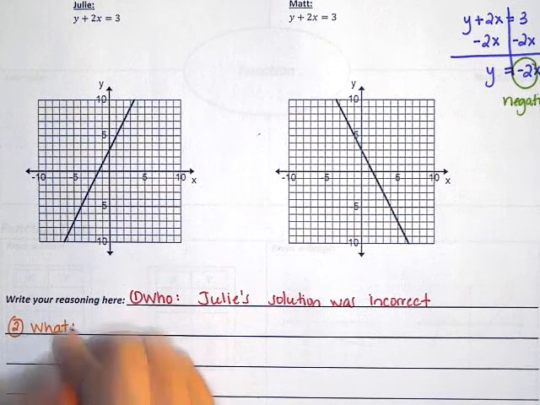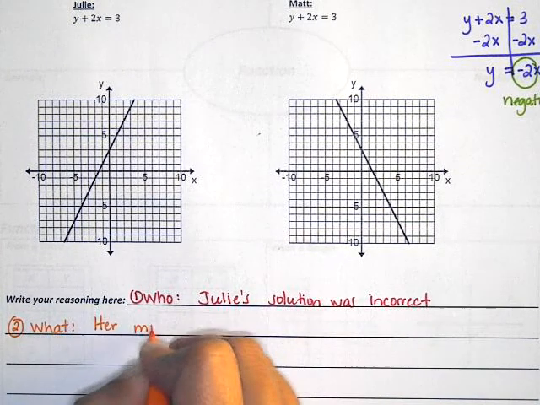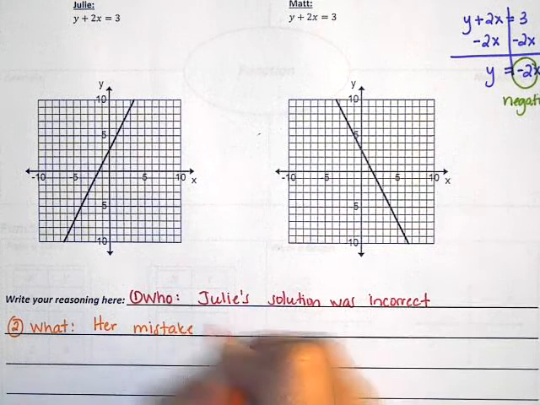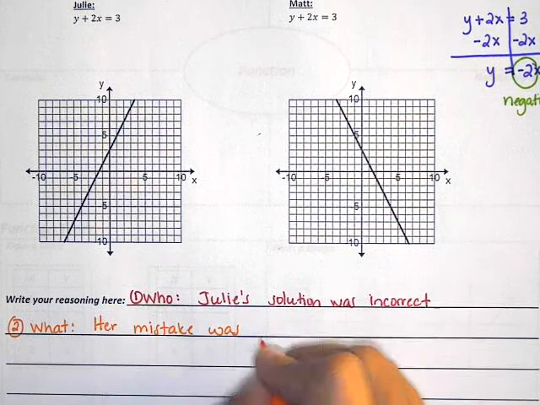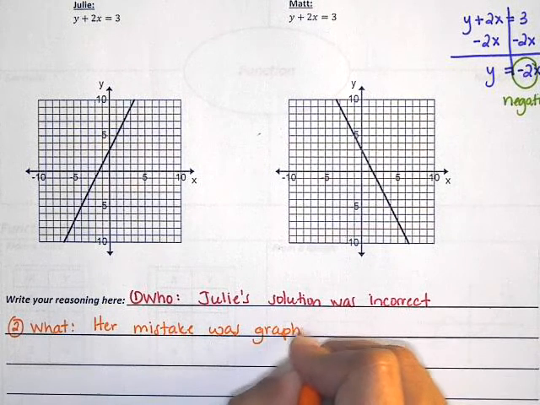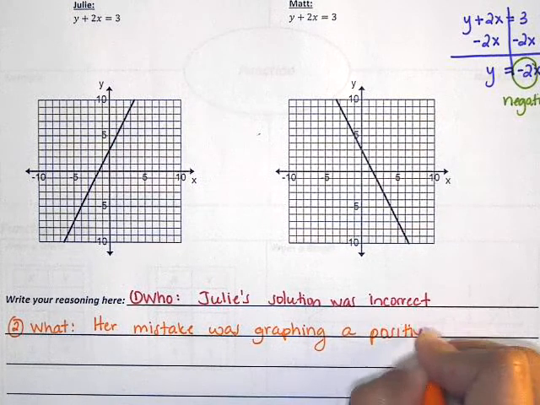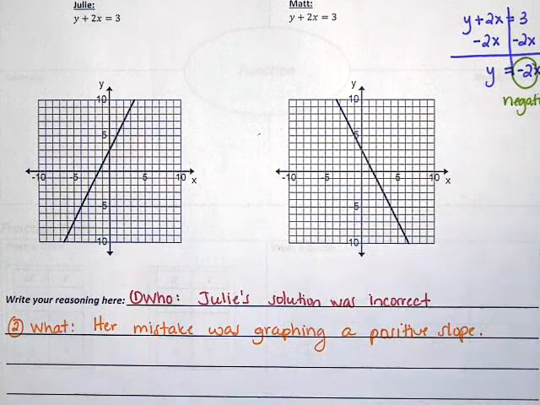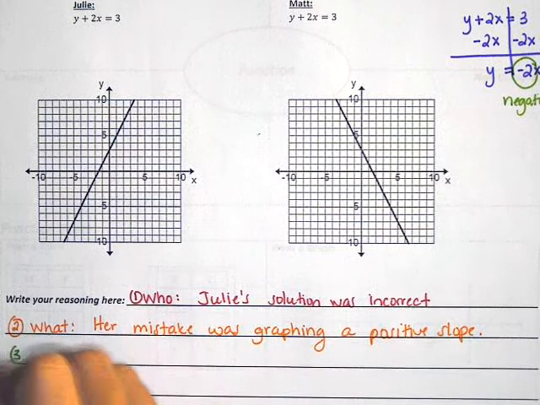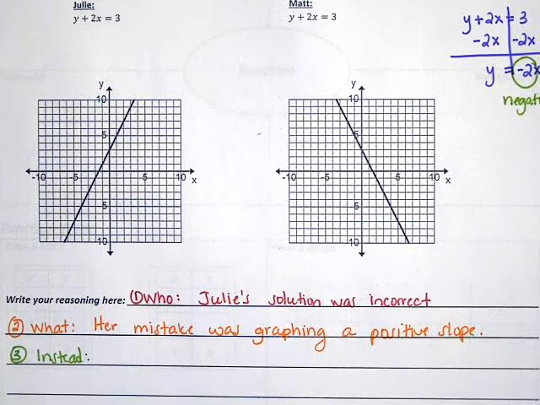After you tell me who was wrong, the next thing you need to tell me is what she did wrong. So this time the sentence should start with her mistake was. Now her mistake was that she graphed a positive slope when the slope should have been negative. So her mistake was graphing a positive slope. Your third sentence should tell me what she should do instead. We call this the instead sentence.